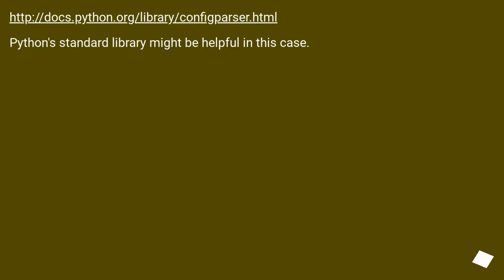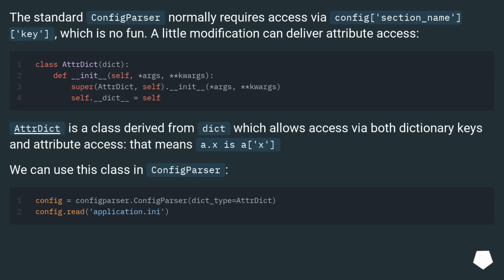This URL. Python's standard library might be helpful in this case. The standard ConfigParser normally requires access via config['section_name']['key'], which is no fun. A little modification can deliver attribute access.